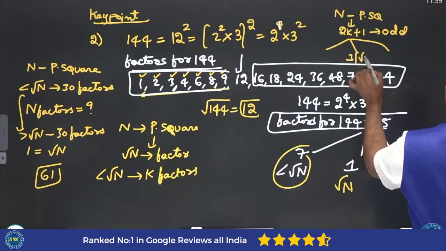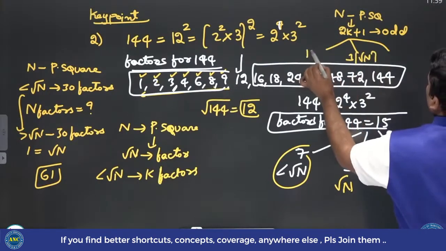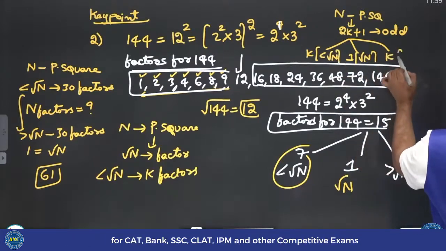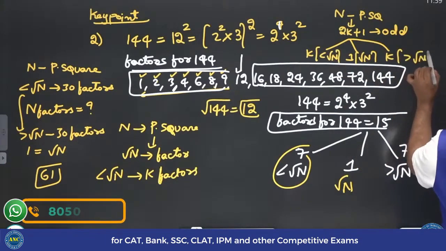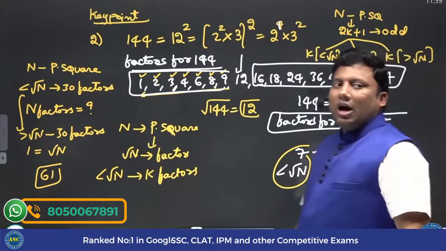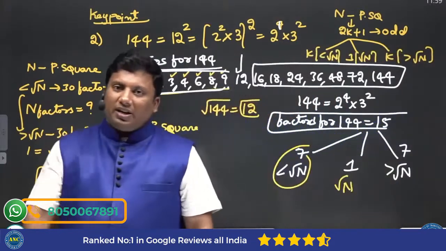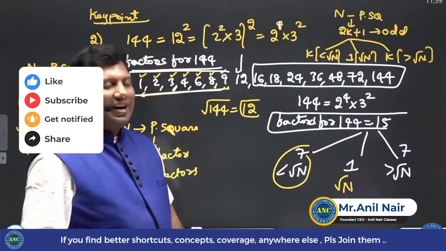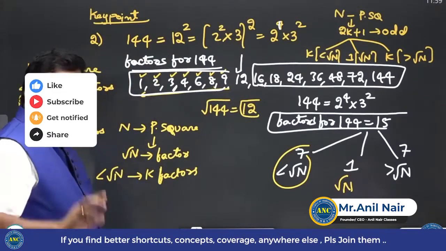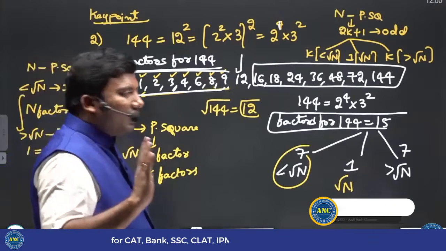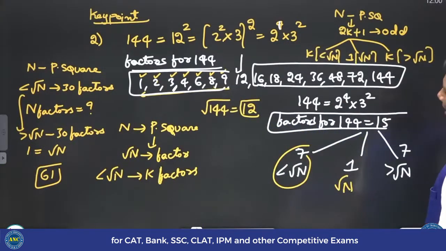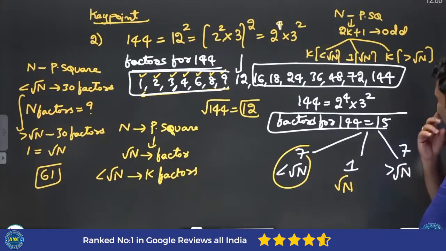One factor will be root n, another k will be less than root n, and another k will be greater than root n. I hope the idea is clear. How 2k plus 1 has been split: one factor will be root n, one less than root n, and one greater than root n. Idea is clear. Next, four CAT level questions, one by one we will discuss.